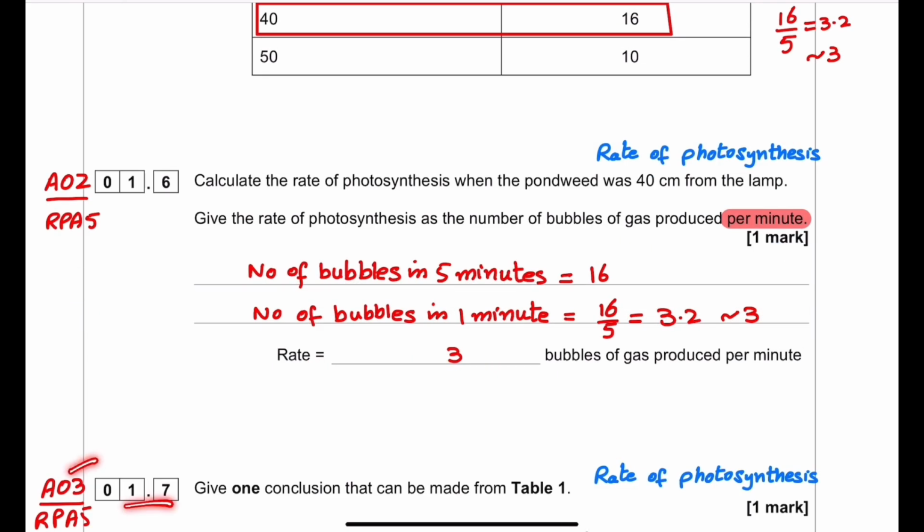1.7 is an AO3 question associated with practical activity number 5 in the combined science. Give one conclusion that can be made from table number 1. And this question is from rate of photosynthesis.